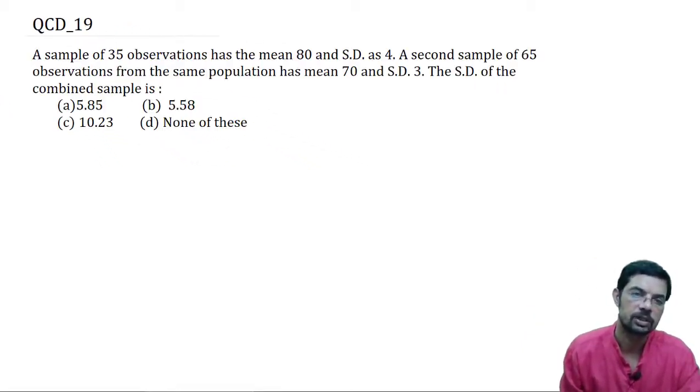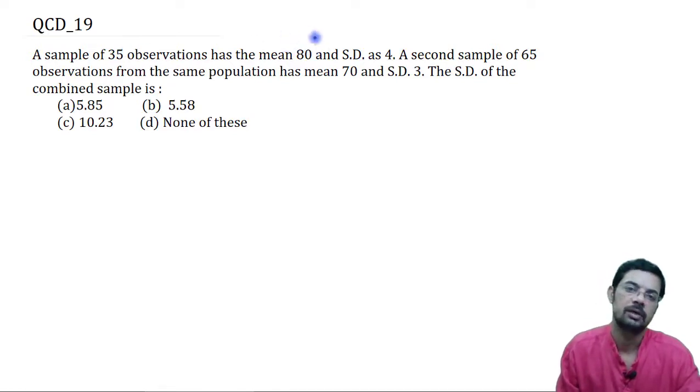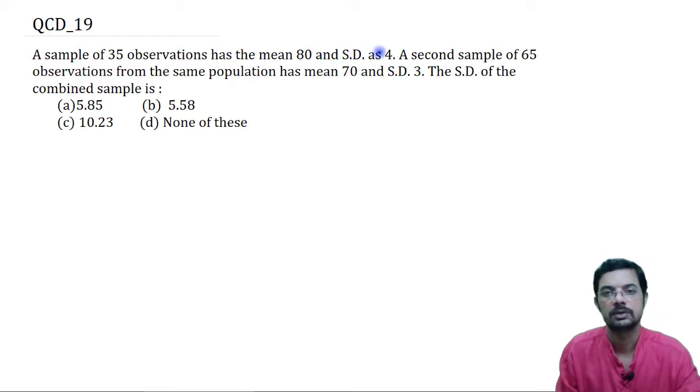Next question, question number 19. A sample of 35 observations has mean 80 and standard deviation as 4. A second sample, okay, there are two samples, S1 and S2.